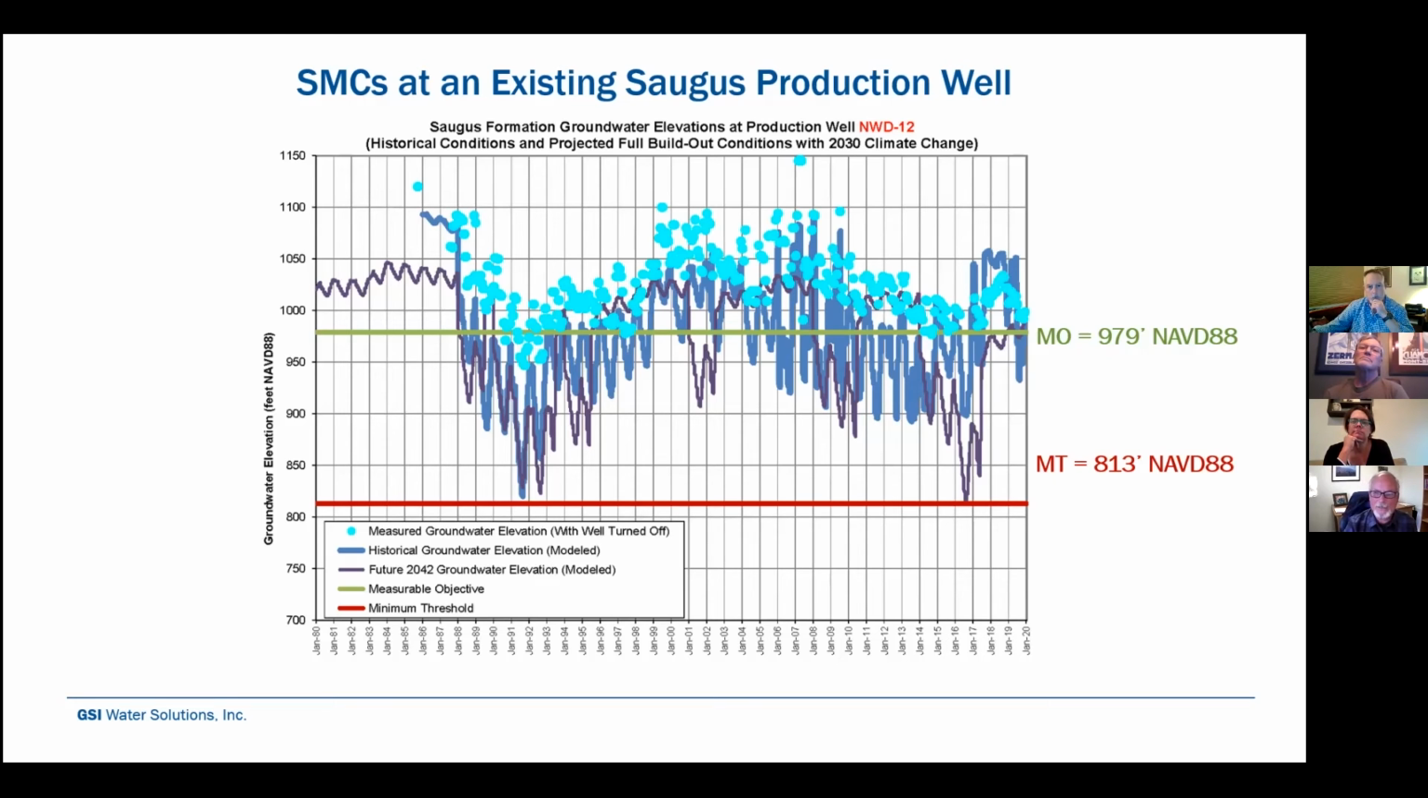Yes, it is important to understand whether you're in a gaining or losing reach. We know, for example, on the west end, within your properties, that the Saugus Aquifer discharges into the alluvium and ultimately into the river. So the river is gaining in that location most of the time. And that does support riparian vegetation, the GDEs.